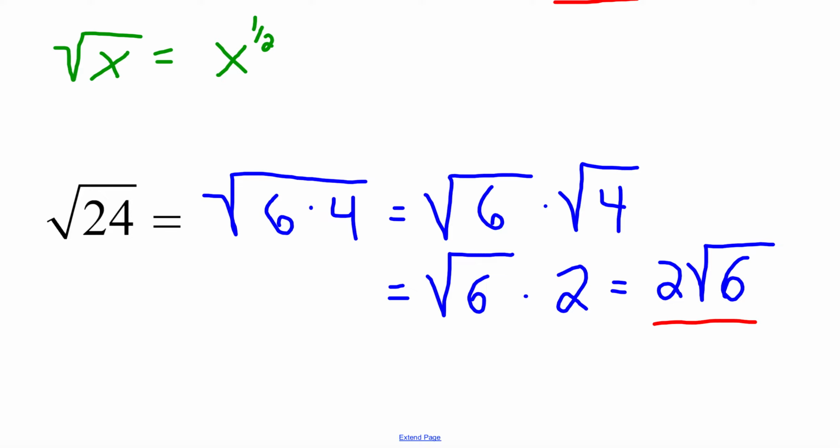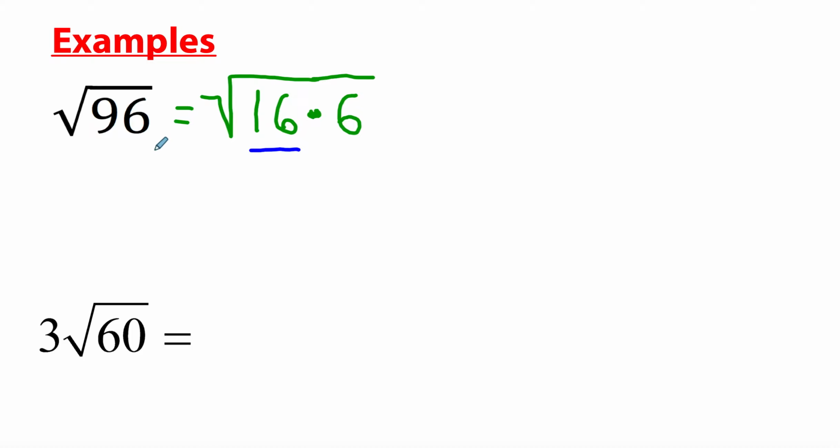So that actually makes my life a little bit easier. It makes this problem easier when I'm able to draw out factors that are perfect squares. So when you're doing this, you always want to look for a factor of these numbers that's actually the biggest perfect square. And 16 is the biggest perfect square that goes into 96.